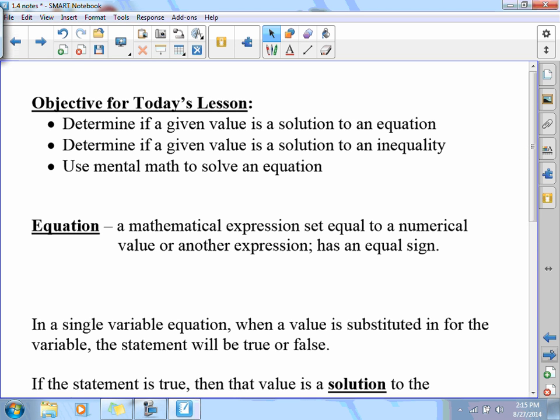And today's objectives are going to be to determine if a given value is a solution to an equation or to determine if a value is a solution to an inequality. And then we're also going to use some mental math skills to help us solve an equation.